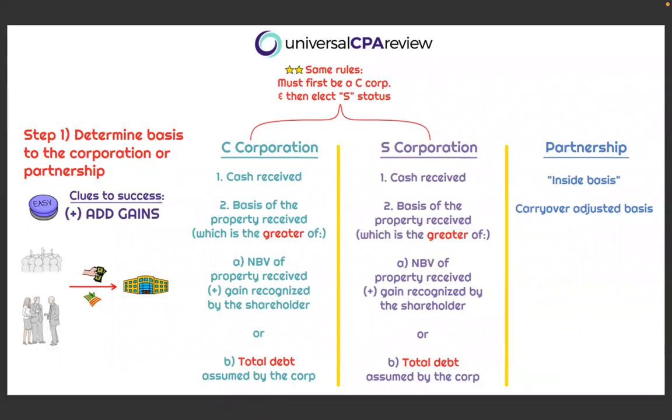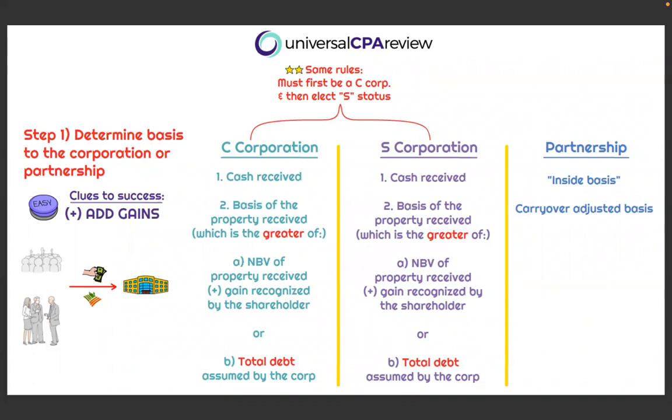So if the question asks you one of the three questions, basis to the corporation or partnership, basis to the shareholder or the partner, or the gain recognized by the shareholder, if that question is the basis to the corporation, you're thinking about the greater of the two. So in that situation, it would be the debt that was assumed because it was $150,000, which was greater than the net book value of the property.